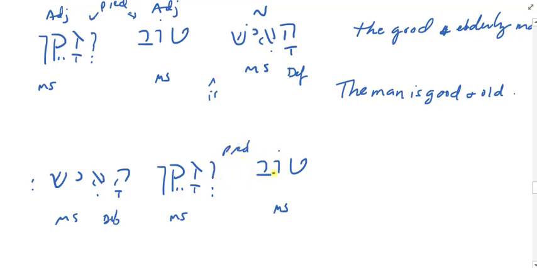And they're joined by the vav without the article. Predicate adjectives are never articular. So how would I translate this? The same way as I translated this one up here. Good and old is the man, or the man is good and old. So that's how you chain adjectives together in Hebrew.